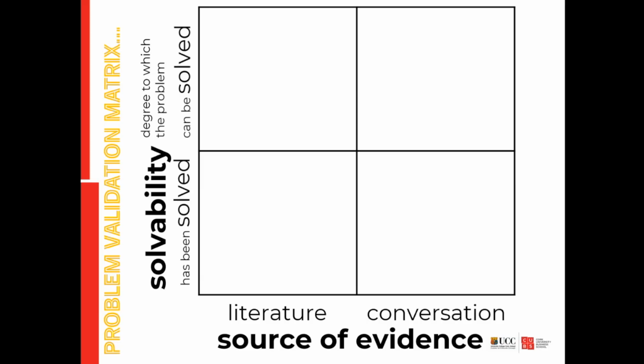again, working with the text within the paper itself. So the idea that there is a sense that we should be looking at sources of evidence, maybe we can categorize those as literature and conversational, which might mean human subject. And there's this sense of solvability. That word is used within the paper. So the degree to which the problem has been solved or can be solved. So again, I suppose it suggests that there's two different states for solvability.